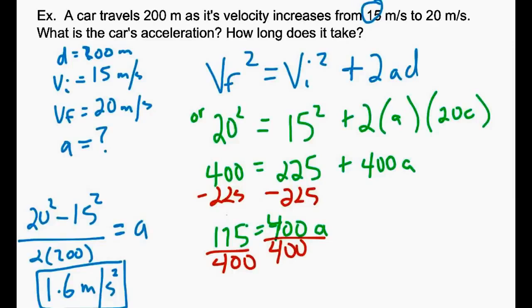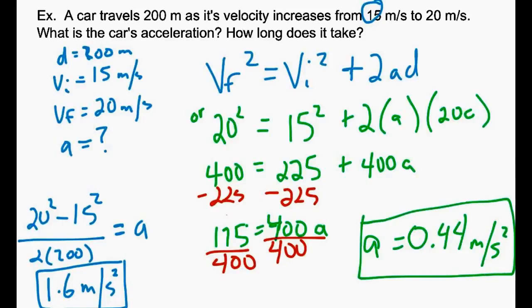So when we do that, we get the wrong answer. What did I do wrong? Let me just double check. So we got 20 squared minus 15 squared is 175, divided by 400 equals 0.43. Okay, so I think that is the right answer. So 2 digits, we'll round it to 0.44 meters per second squared.